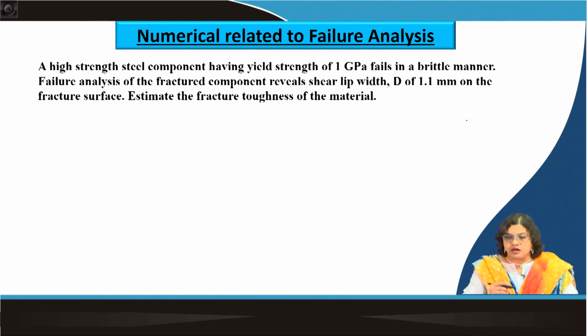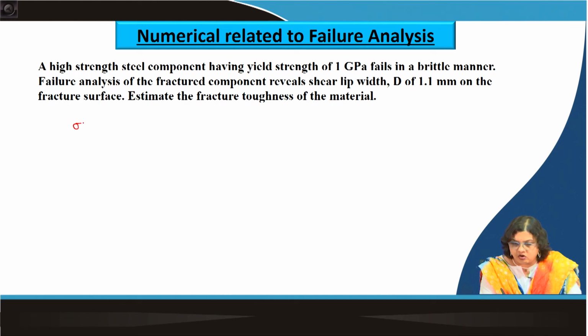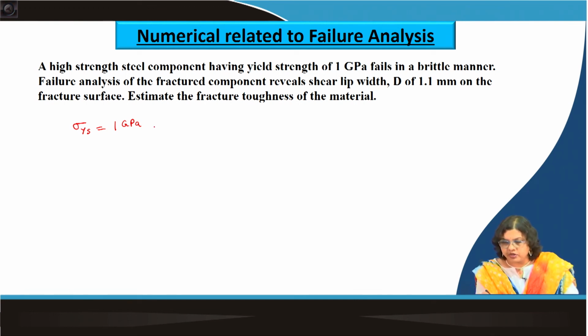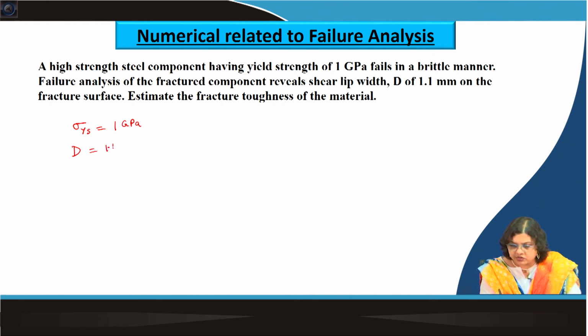So, it says a high strength steel component which is having a yield strength of 1 GPa fails in a brittle manner, and failure analysis of the fractured component reveals shear lip width D equals 1.1 into 10 to the power of minus 3 meter on the fracture surface. We need to estimate the fracture toughness. Now, this D is nothing but the plastic zone size, we have seen that.